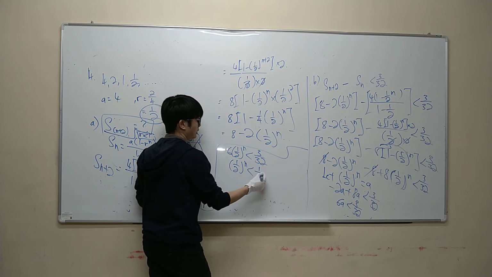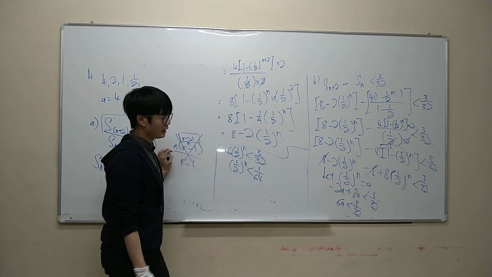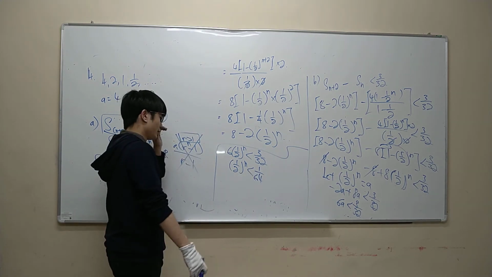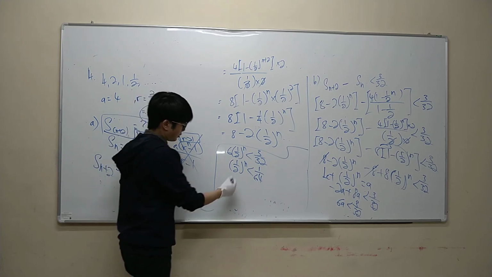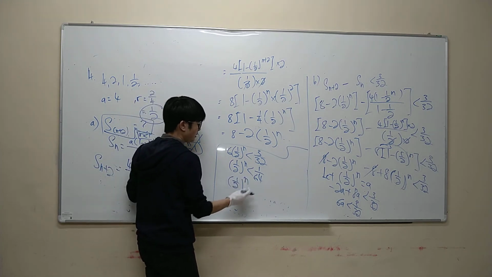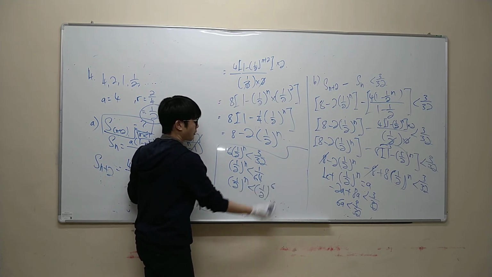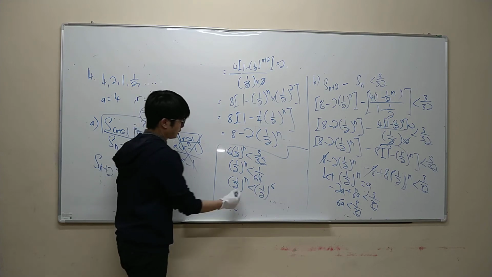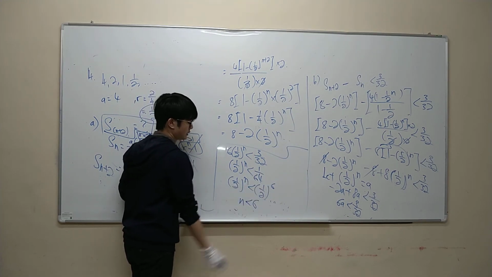1 over, how much is it? 64. Okay, you can use your calculator to help you, right? So 1 over 64. And then, what's next? 1 over 2 power n. Yang ni dia boleh jadikan dia base 1 over 2 also, right? I think it's power 6, right? So n, base dia sudah sama. So n smaller than 6.